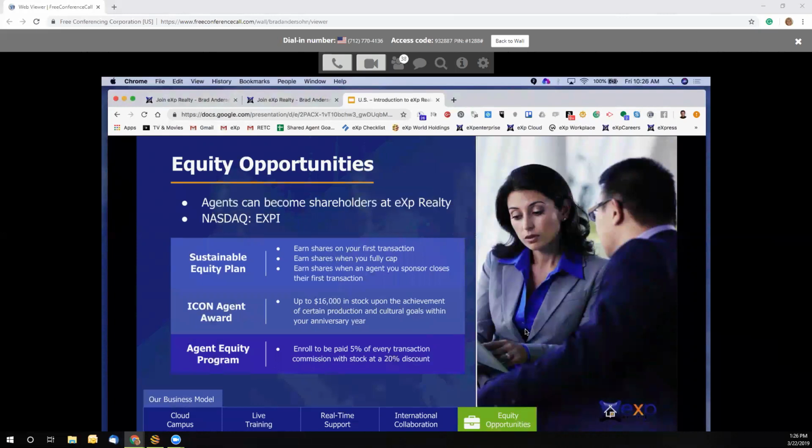For example, we have what's called our sustainable equity plan. So you join eXp Realty. Many of you are already with the company. You close your first transaction. You get shares of stock. The company just issues you equity into the company. You get this sustainable equity program. They're going to give you shares of stock in your first closing. They're going to give you shares of stock when you cap and go to 100% commission.